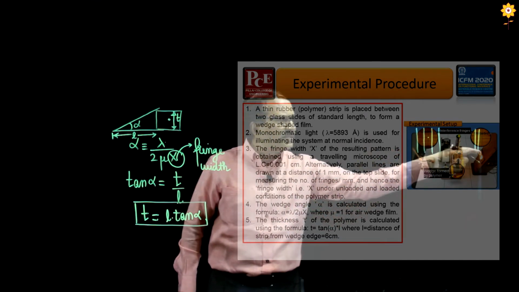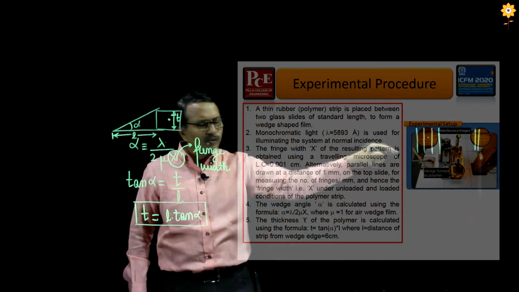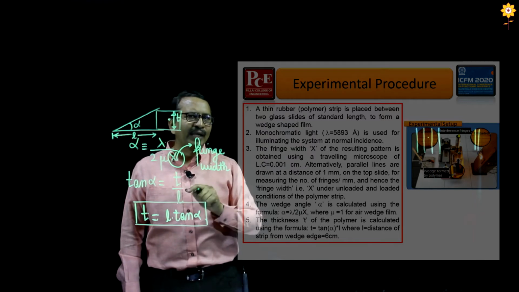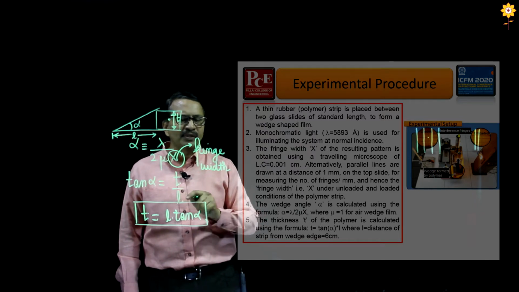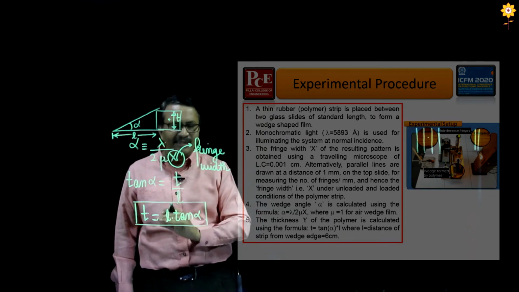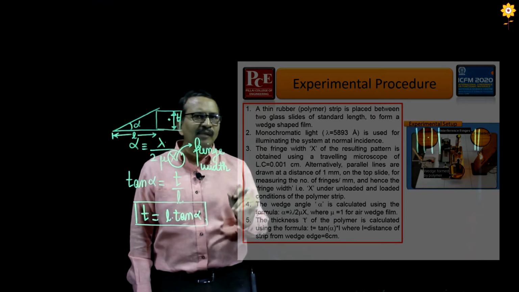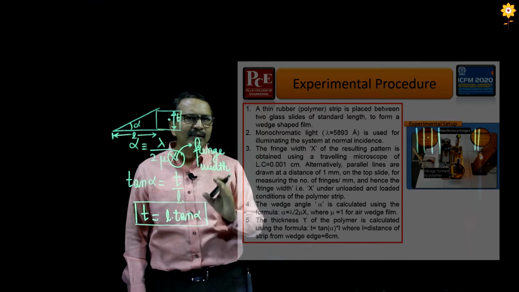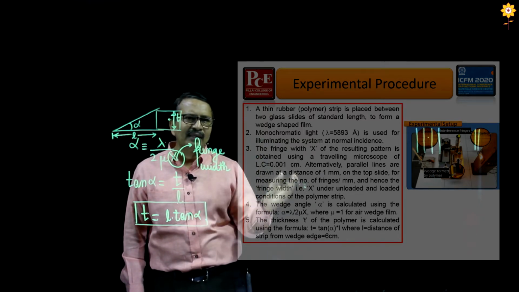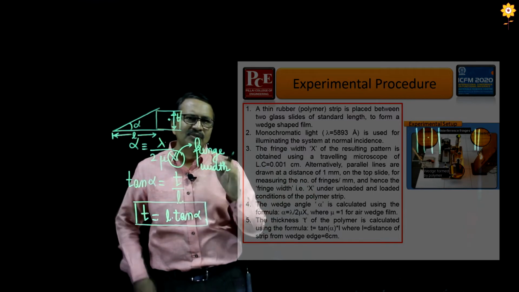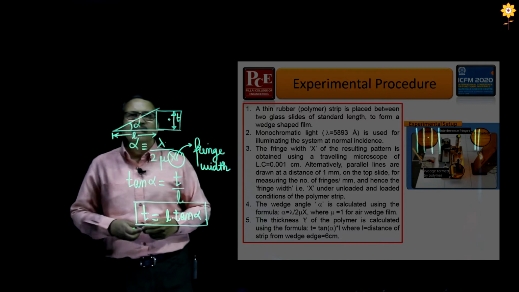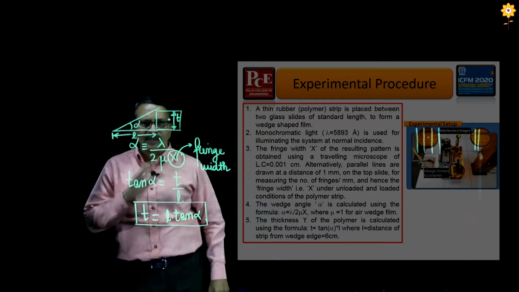Based on this data, we substitute those values in this equation, bearing in mind that the value of lambda is 5893 angstroms, and using this expression we find the value of alpha and hence the thickness of the polymer under the unstretched and later the stretched condition. So this is the basic principle in which our optical interferometer works.